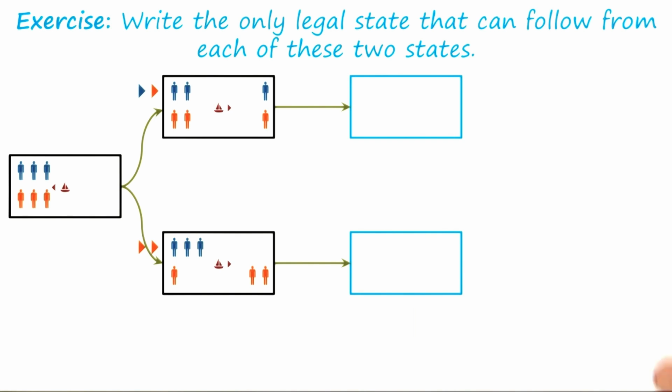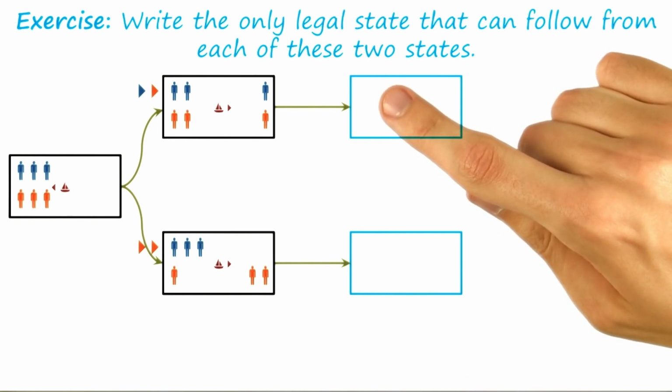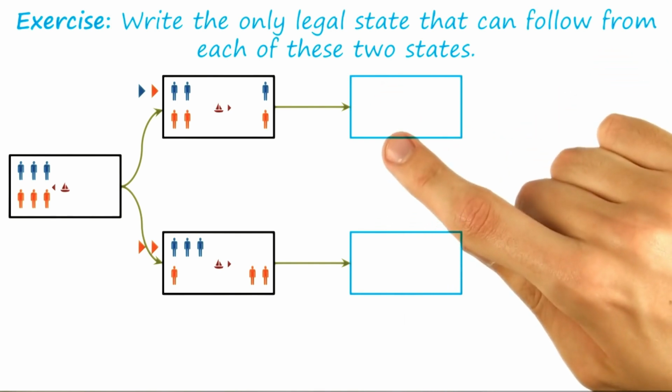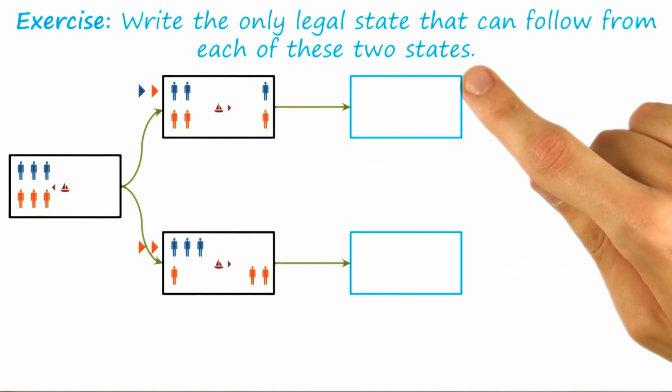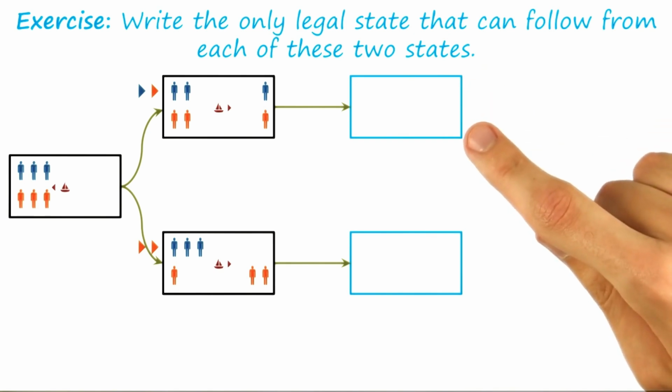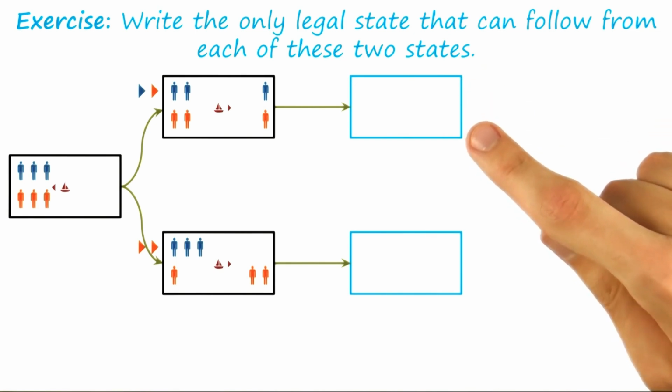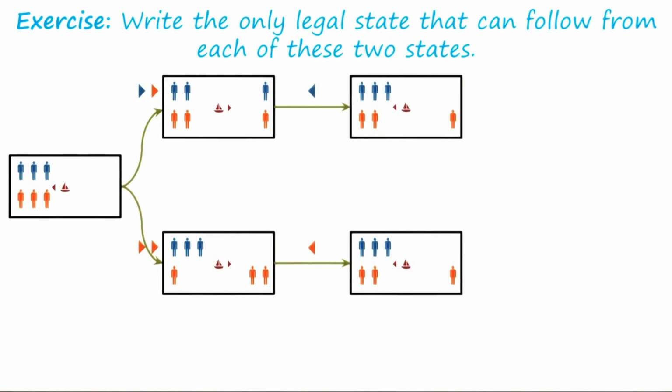Write the number of guards on the left coast in the top left box, just as a number 0, 1, 2, or 3. The number of prisoners on the left coast in the bottom left box. The number of guards on the right coast in the top right box. And the number of prisoners on the right coast in the bottom right box. So what answers did you come up with, David?